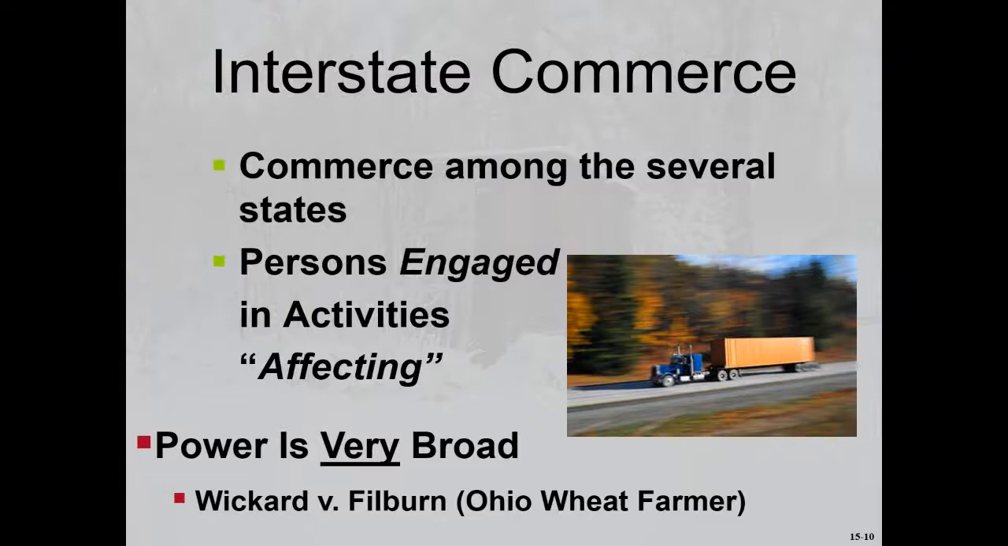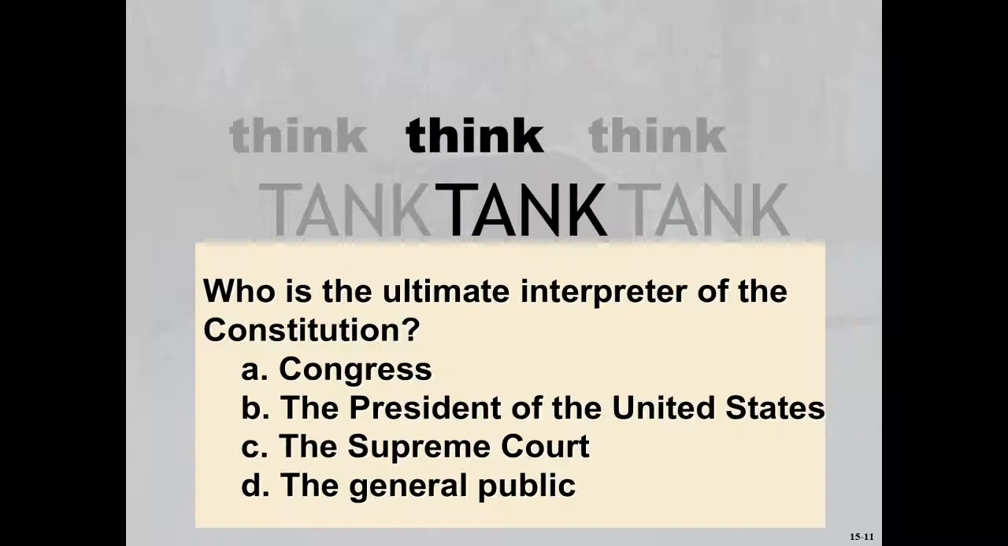And yet, the Supreme Court ruled against the farmer and said, no matter how small your production is, it has an effect on commodity prices, because wheat is a commodity. Even though it might be infinitesimal, it's still an effect, and thus is subject to regulation by Congress. Who is the ultimate interpreter of the Constitution? That comes into effect in that case in particular, but it's the Supreme Court.